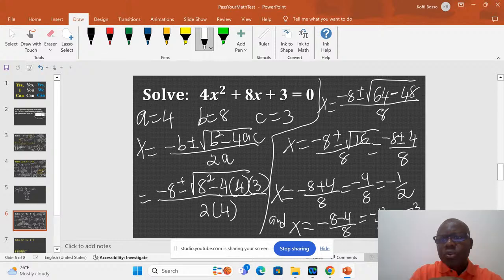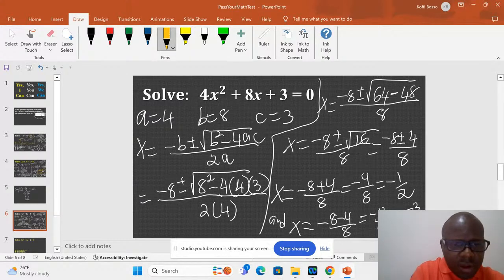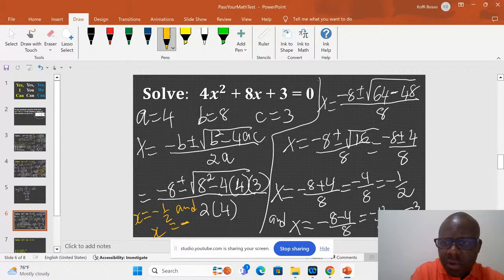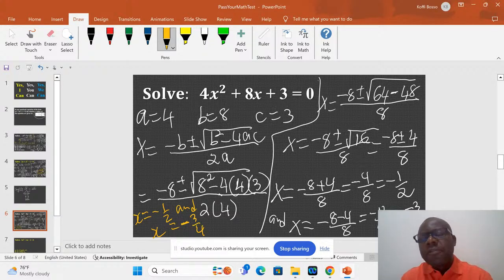So the two solutions, I can write it somewhere here. The two solutions we have here are x equals negative 1 over 2, and x equals negative 3 over 4. Here the solutions are fractions. Yes, that can happen in a math test. It's not always that you're going to have the solution as an integer. It can be a fraction, it can be a square root. So feel free.